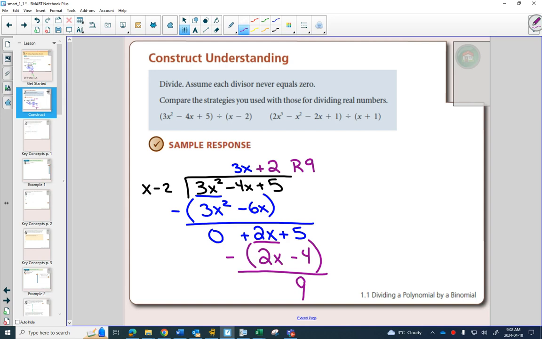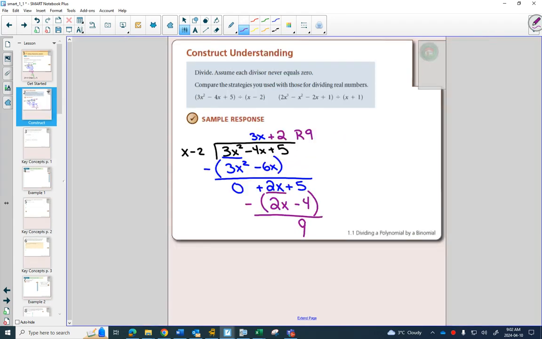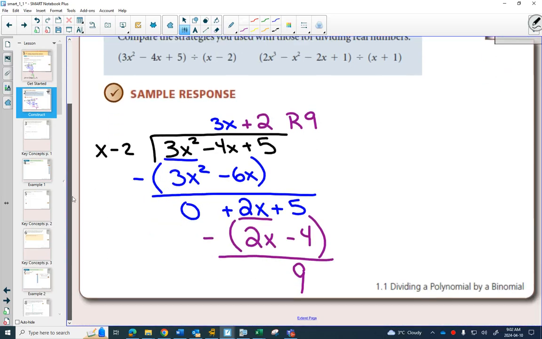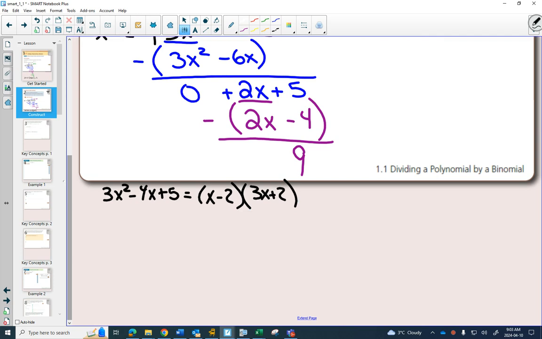And what does this mean? If we write out the meaning of this, just like we wrote out the meaning with the numbers, this means that if I started off with 3x squared minus 4x plus 5, and I said, I want x minus 2 times something, well, x minus 2 times 3x plus 2 is really, really close.